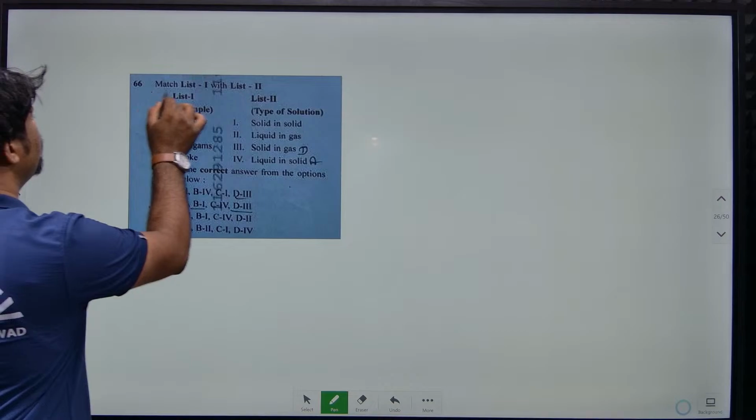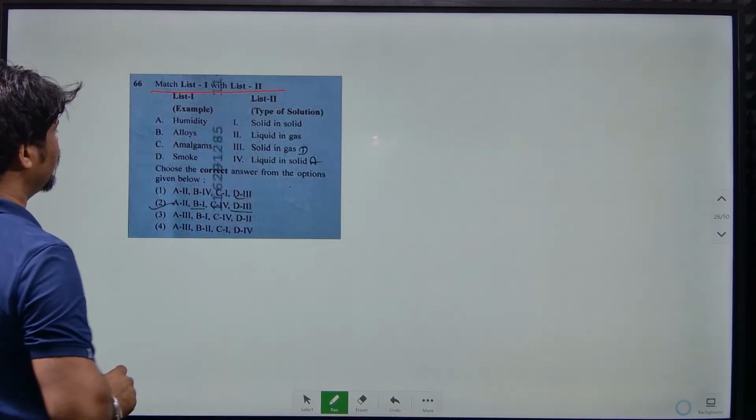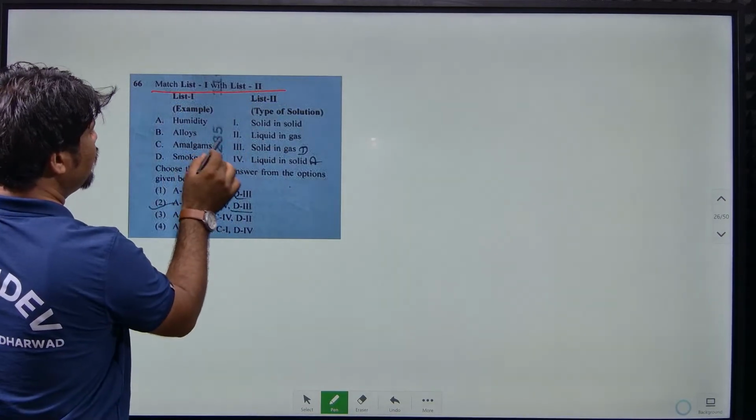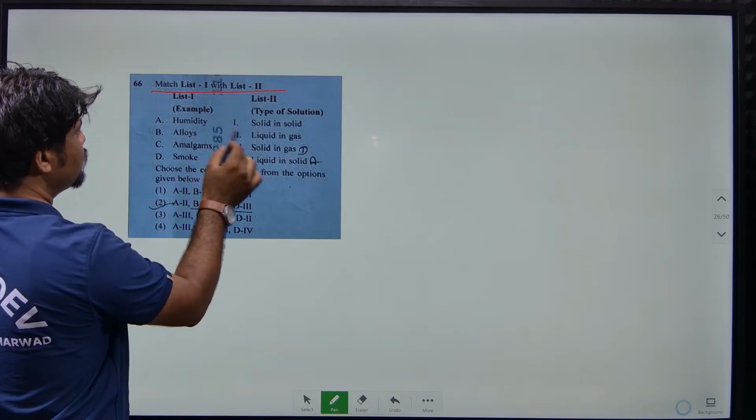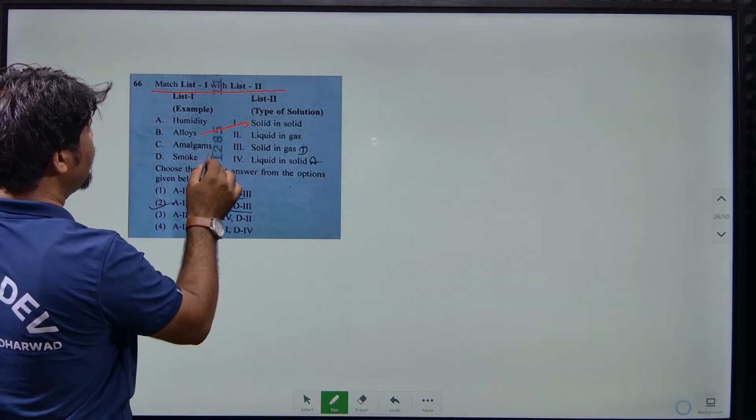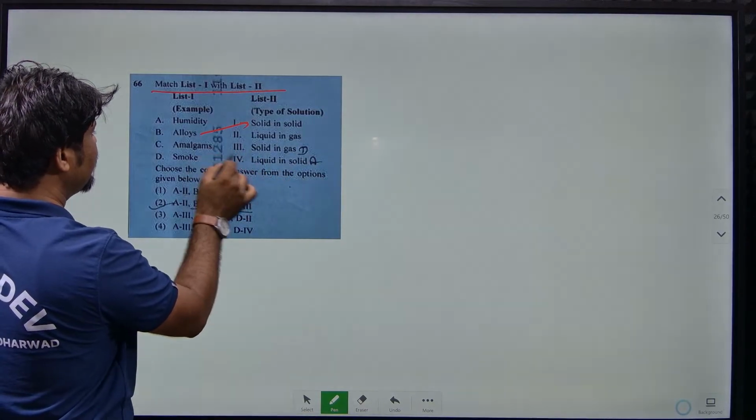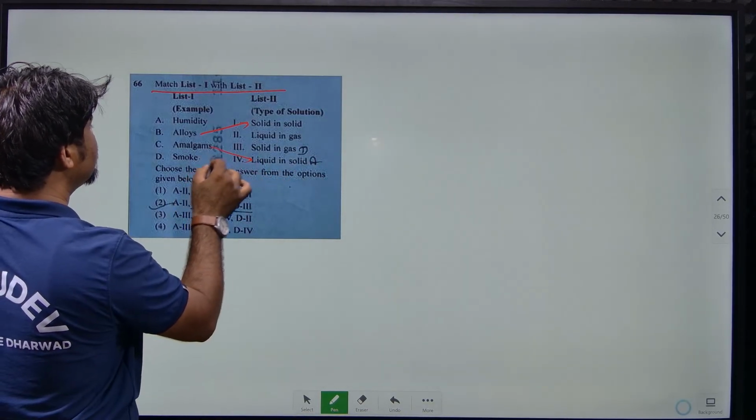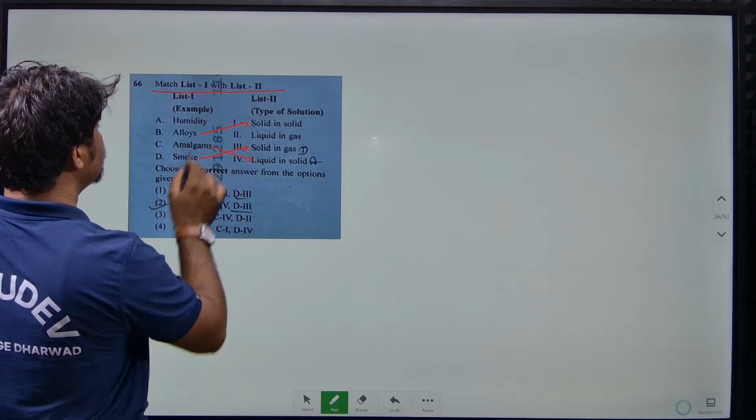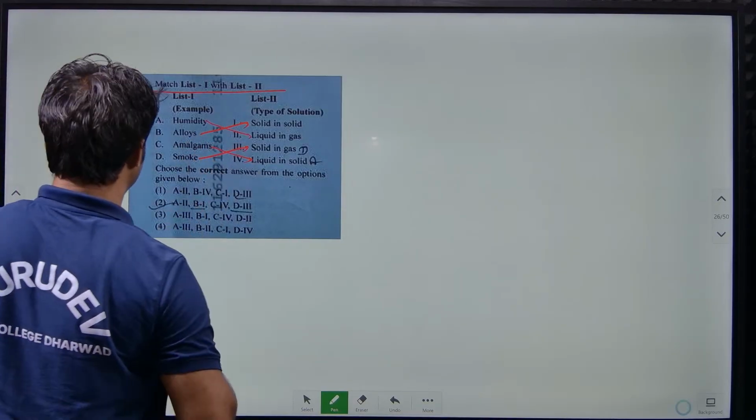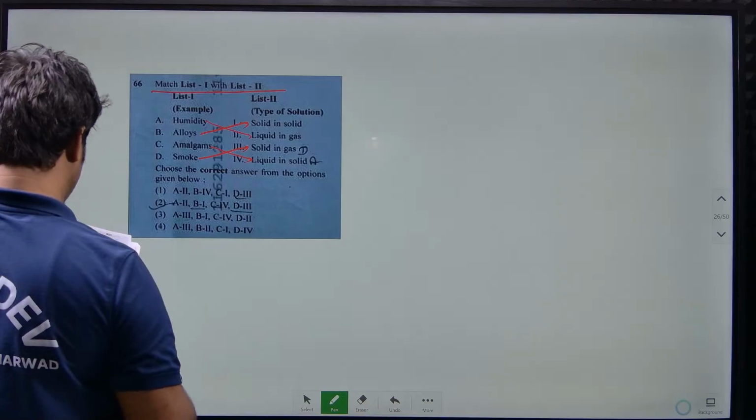Go to the next one. Match column 1 with column 2. Here, alloy is a mixture of solid in solid. Amalgam is solid in liquid. Smoke is solid in gas. Last one, humidity is nothing but liquid in gas. So question number 66, it follows.